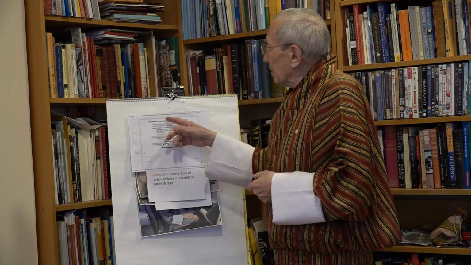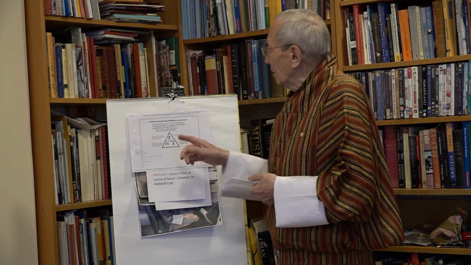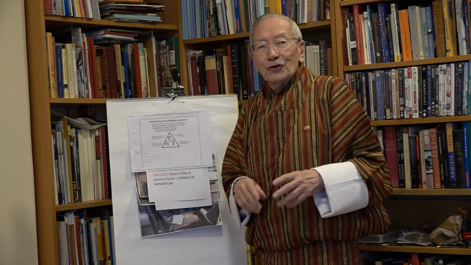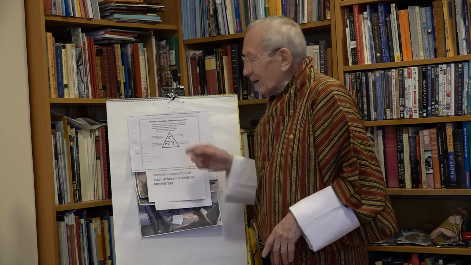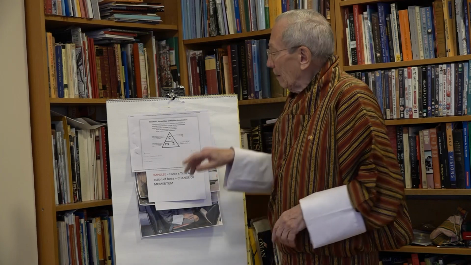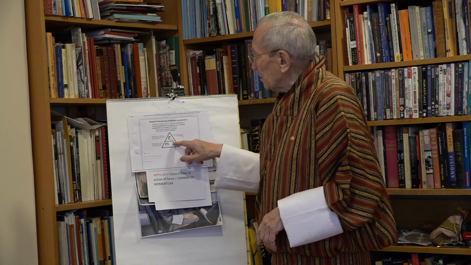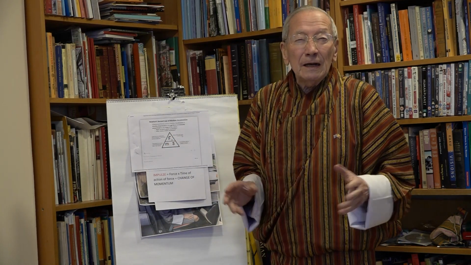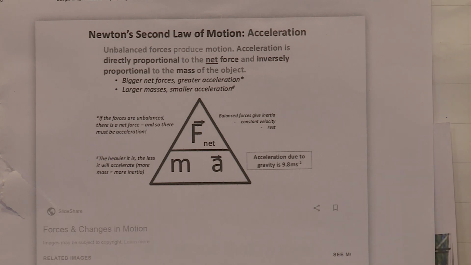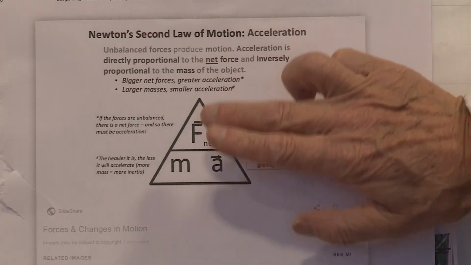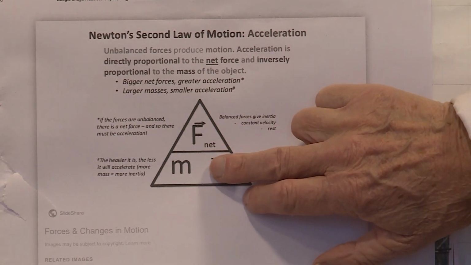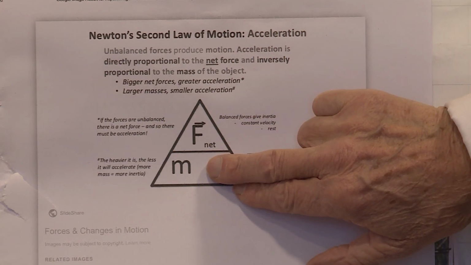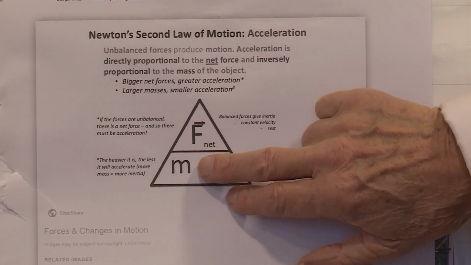Now, we can summarize Newton's second law of motion using what I call the triangle of remembrance, because if you put F equals ma in a triangle like this, it's very helpful. Force equals mass times acceleration. Okay, if in a problem you want to know what the acceleration is, cover acceleration with your finger and you're left with force over mass.